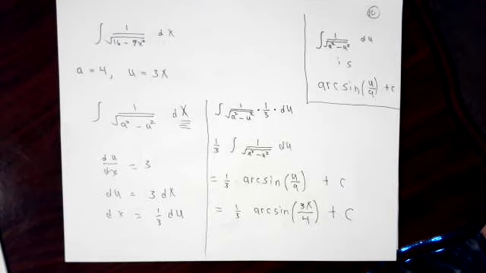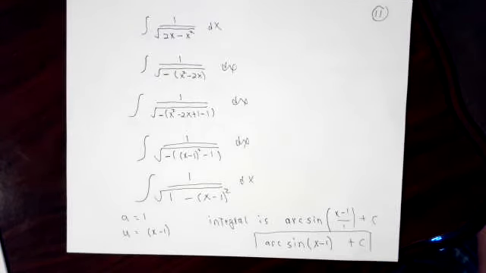For the kind of problems for which these three formulas apply, you need a little bit of pattern recognition in order to see what you can do. Next, I want to look at the integral of 1 over square root 2x minus x squared.